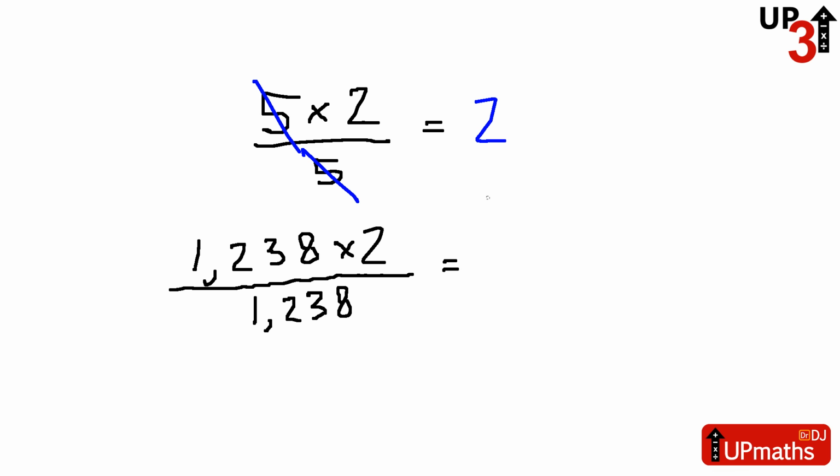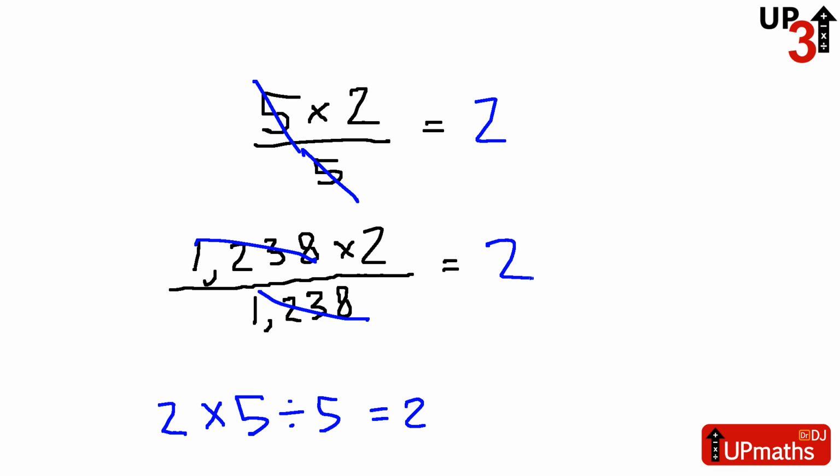Do you want me to prove it? What if I take the number 2 and I times it by 5 and then I divide it by 5? Wait a sec, I'm wasting my time. If I take anything and times it by something and then divide it by that as well, I'm just doing the opposite. So I just end up back where I started. Same thing here. Doesn't matter how big the number is, it still cancels.